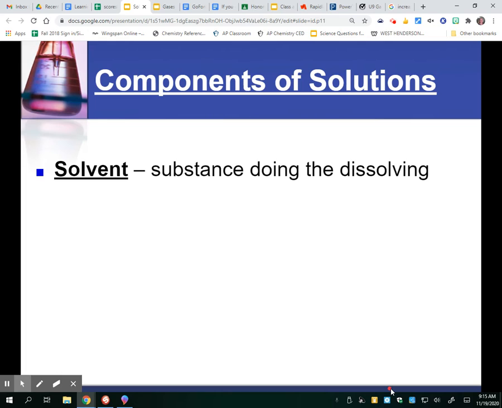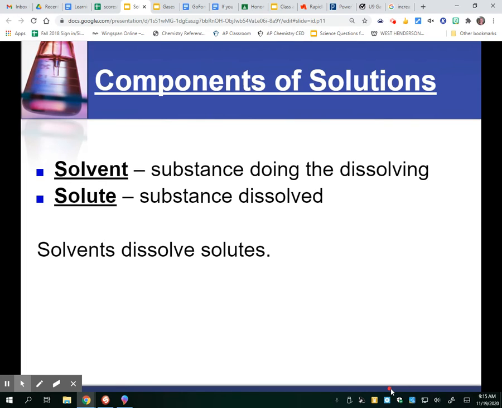This is the substance doing the dissolving, and the solute. That is the substance being dissolved. And those two terms are very different, but sound very similar, or at least start with the same three letters. So you need to make sure that you have it in your head. Solutes are what's being dissolved, and solvents are what are doing the dissolving.